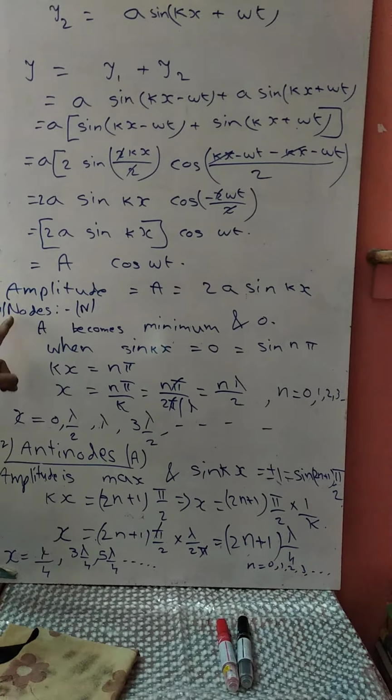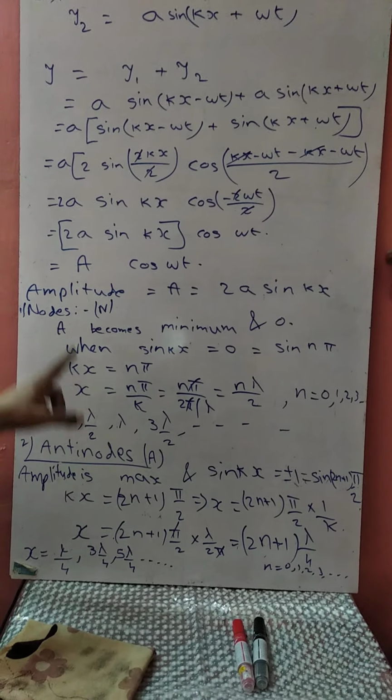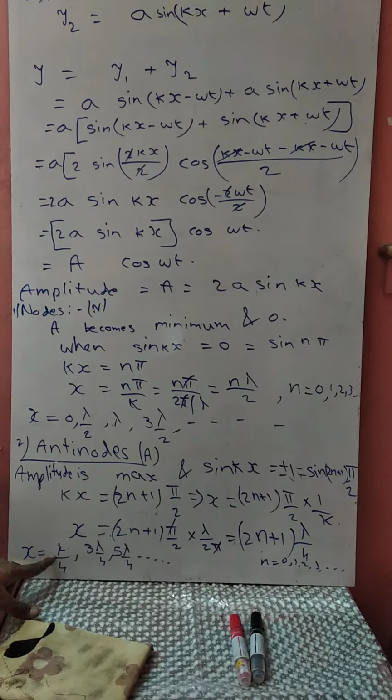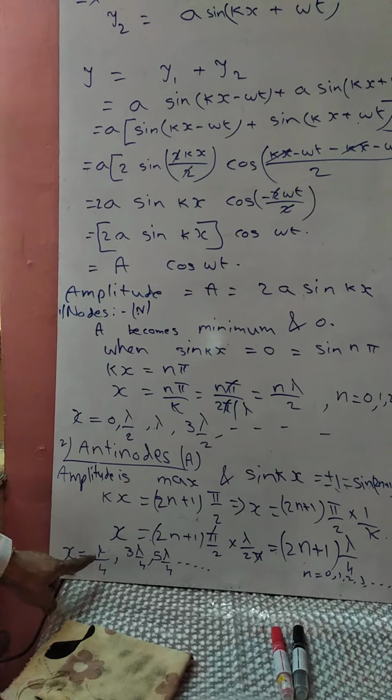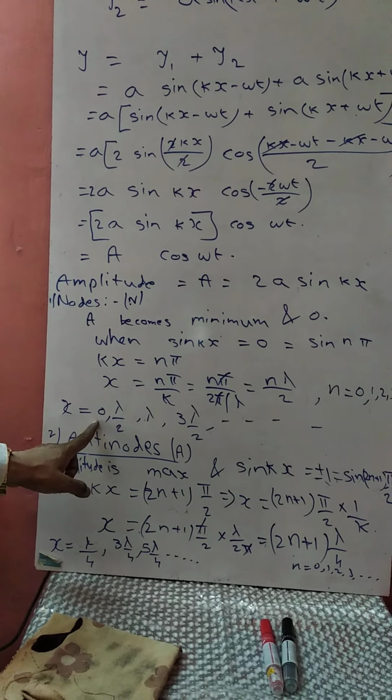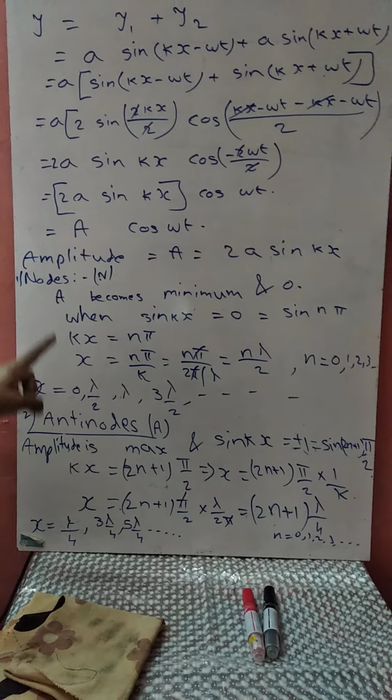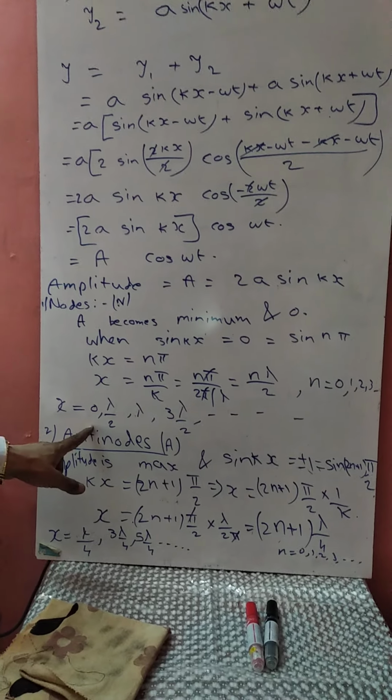And also one more thing: at 0 and lambda by 2 you have the nodes, and at the middle of these two, that means at the lambda by 4 position, you have the antinode. So the nodes and antinodes occur alternately.